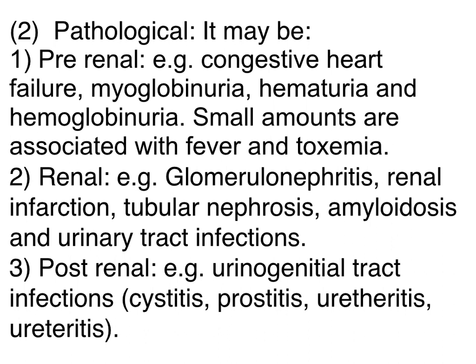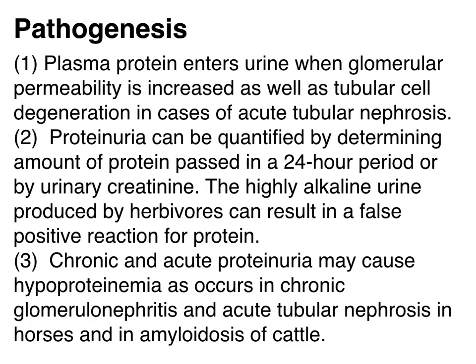مسببات الرينال تتضمن glomerular renal infarction, tubular nephrosis, amyloidosis, and urinary tract infection. Post-renal causes including urogenital tract infection, cystitis, prostatitis, and urethritis. Pathogenesis: plasma protein enters urine when glomerular permeability is increased, as well as tubular cell degeneration in case of acute tubular nephrosis.